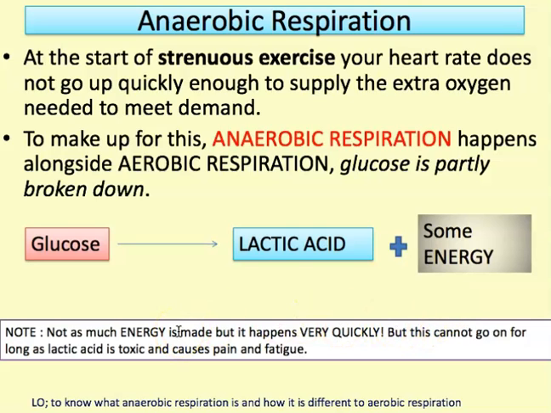Now, not as much energy is made during anaerobic respiration as is made in aerobic, but you get the energy really quickly. If you think about Usain Bolt and his 100 meters, he needs that energy really, really quickly. So this means that he can do anaerobic respiration at the same time as aerobic respiration and get this energy explosively. Now, this can't go on for very long though. He couldn't run that fast for a marathon because lactic acid is actually toxic. When you get lactic acid building up in your muscles, it causes pain and it causes fatigue. And therefore, your body can't respire anaerobically for a long time.